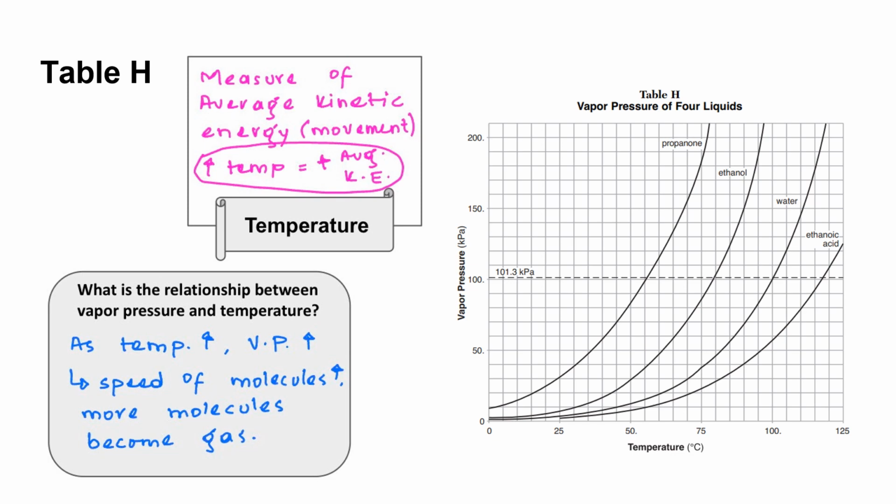And that is the basic difference between the different phases of matter. In liquids, molecules or particles do not move as fast, but in gases, particles do move very, very fast because they have a lot of space to move. So when the speed of the particles increases, they are more likely to become gas. So that's why we see that direct relationship between your temperature and vapor pressure.